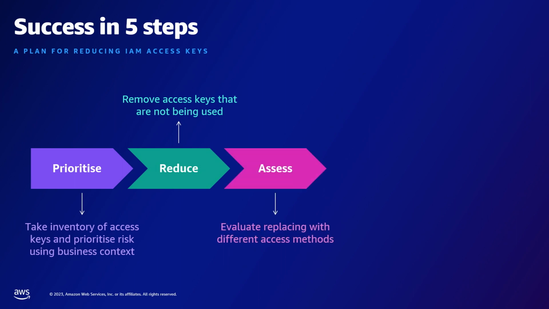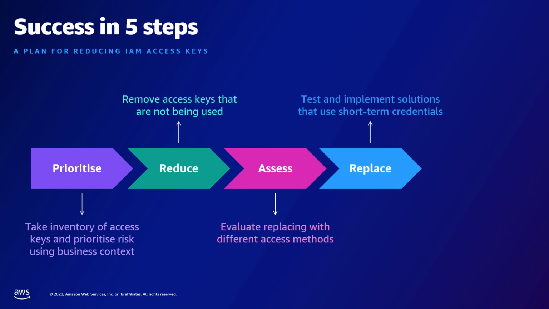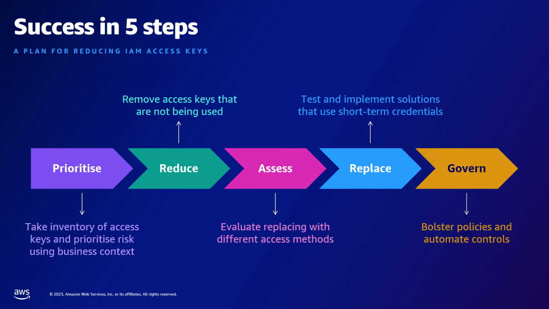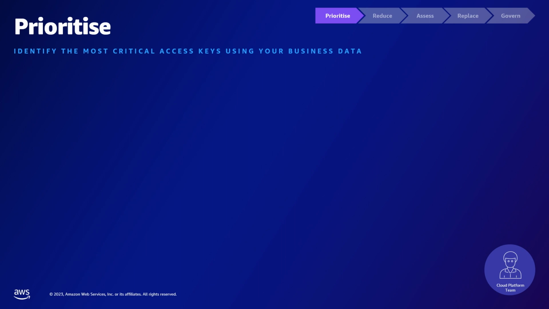Third, you want to assess. You need to consider other mechanisms that can be used in place of access keys that provide short-term credentials. Fourth, replace. Now that you've decided on some options, you need to test and implement these solutions. And this might be the longest step in the journey, but investing time is well worth it in the long term. Finally, you want to govern. You need to tackle cases where access keys need to be retained, and in that scenario, we focus on uplifting our policies and automating controls as much as possible. So, let's get started.